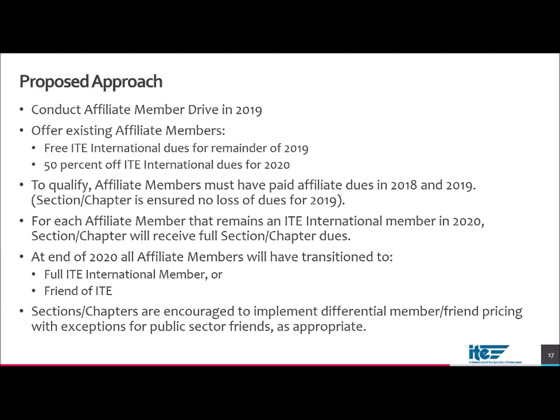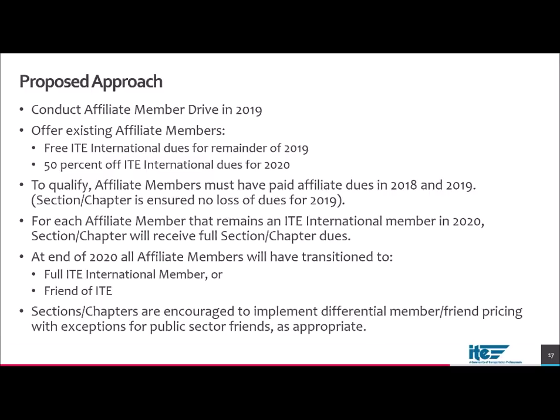Now, if set up correctly, and we'll provide some guidance and help the sections through this, through a differential pricing and a pay-as-you-go model, those friends of ITE who participate will be paying incrementally more to participate, which will essentially compensate for not collecting dues from those people. So in the end, the intent would be that the sections and chapters would not face a significant loss of revenue from this, but rather than collecting it in dues, which implies membership in something, they would collect it in differential pricing.